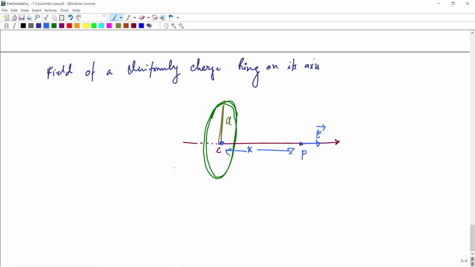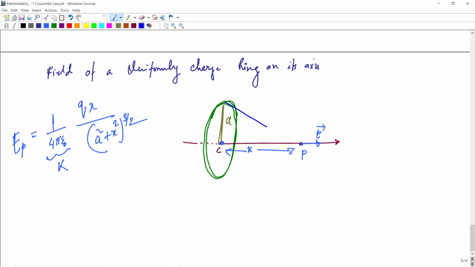So the electric field at point P is E_P equals 1 over 4 pi epsilon naught, or Coulomb's constant k, times charge q times x divided by (a square plus x square) whole to the power 3 by 2. Charge is placed on the ring, plus or minus charge.